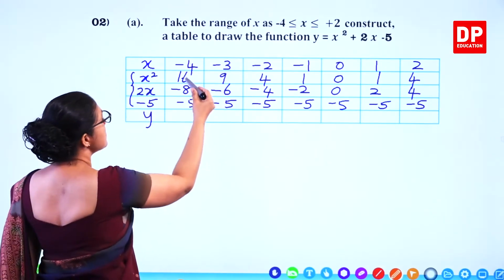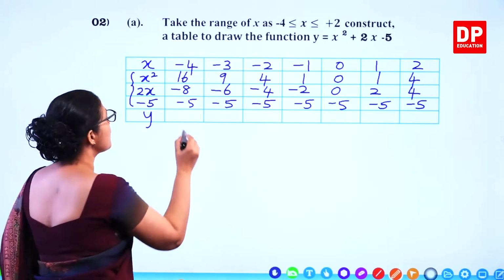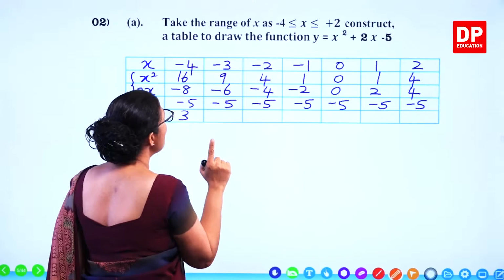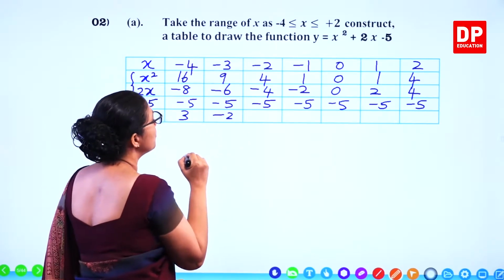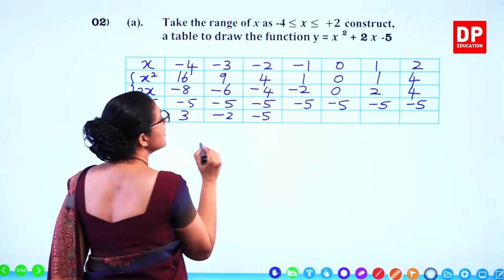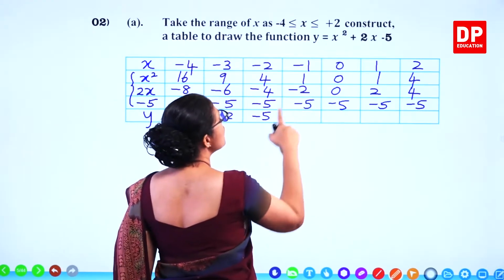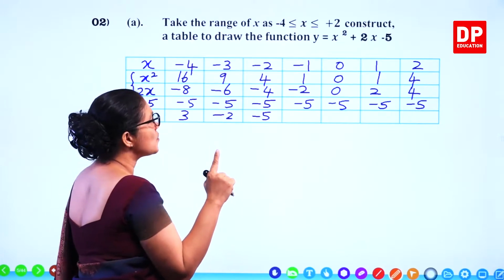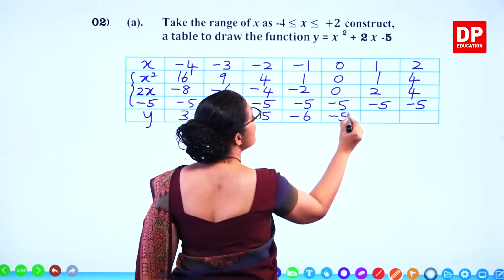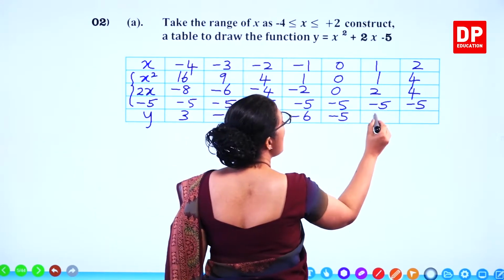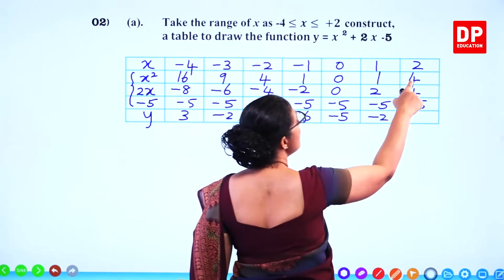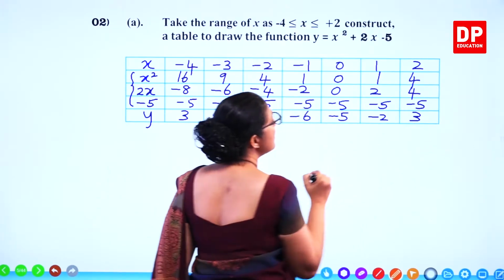Now add it. 16 minus 8 is 8. 8 minus 5, 3. 9 minus 6 is 3. 3 minus 5, -2. 4 minus 4, 0. 0 minus 5, -5. 1 minus 2, that's -1. -1 and -5, -6. You get -5 here. 3 minus 5, -2. And then 8 minus 5, 3.